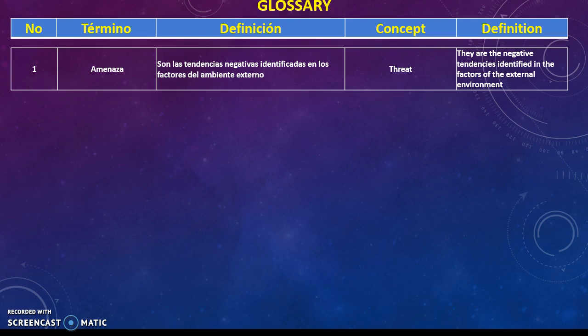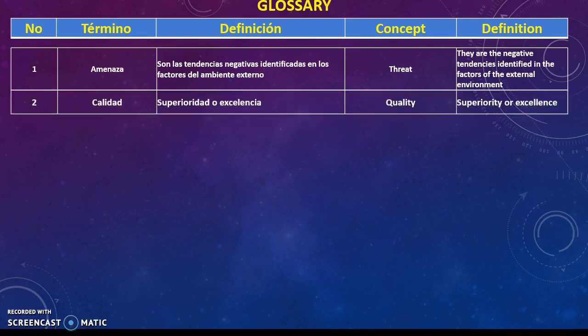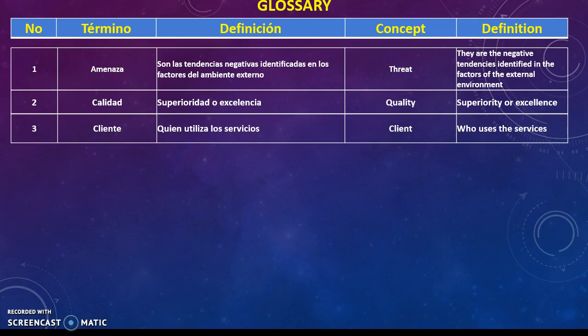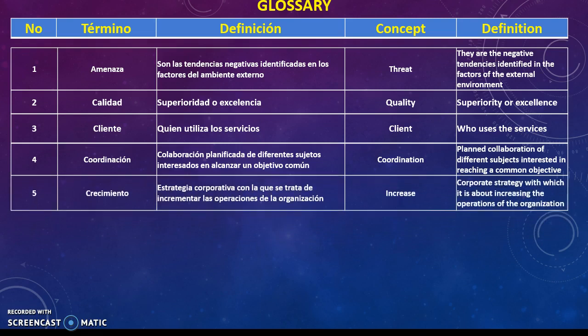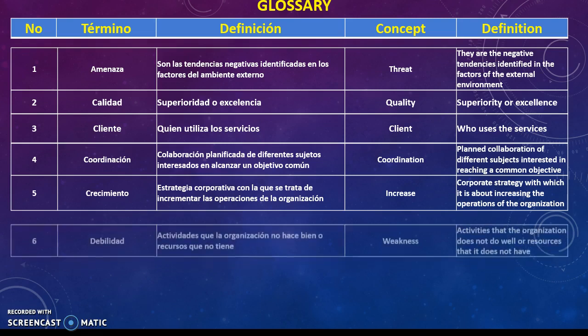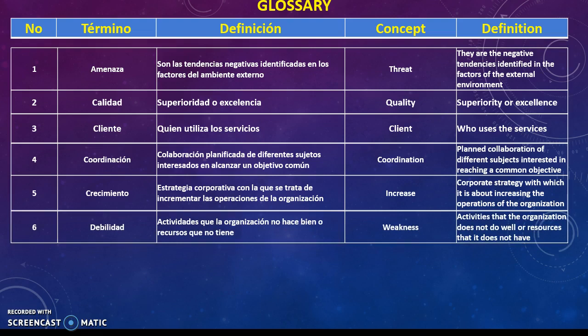Threat: the negative tendencies inflicted in the factors of the external environment. Quality: superiority or excellence. Client: who uses the service. Coordination: planning and collaboration of different subjects interested in reaching a common objective. Increase: corporate strategy with which it's about increasing the operation of the organization. Weakness: activities that the organization does not do that well or resources that it does not have.